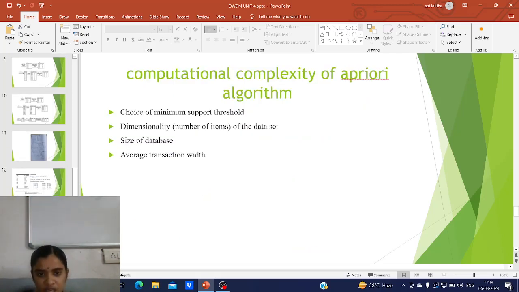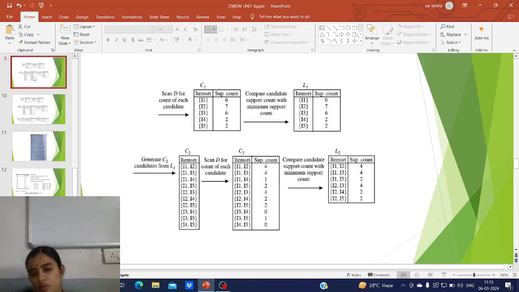Coming to the computational complexity of the Apriori algorithm. What are the drawbacks of the Apriori algorithm? We will discuss them here. The first one is the choice of minimum support threshold. In the previous example, we have taken the minimum support count as 2. If I take the minimum support count as 6, what will happen? In the second step, in the third step, it will be stopped.